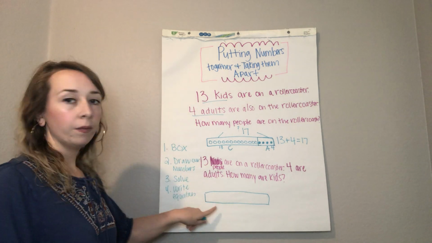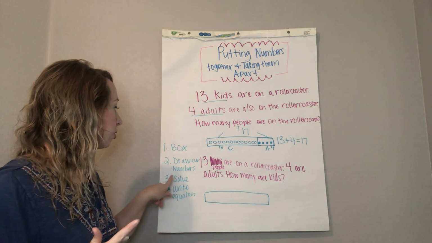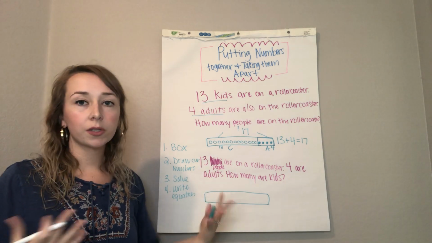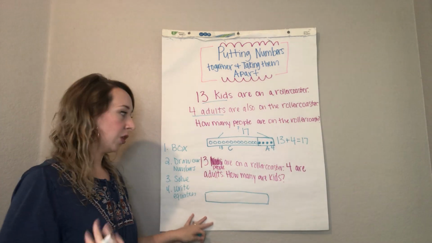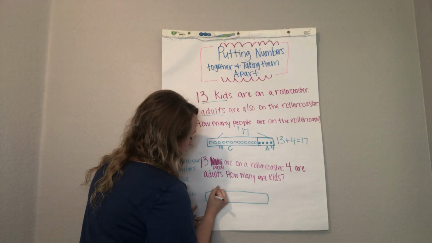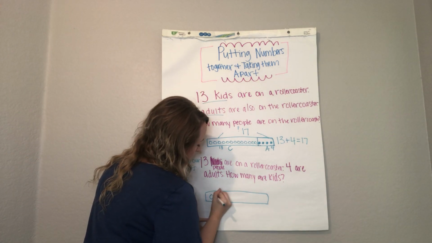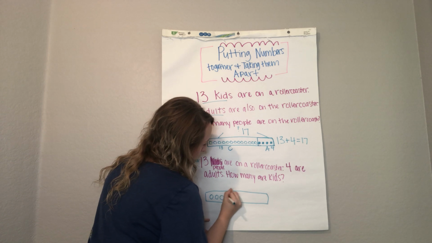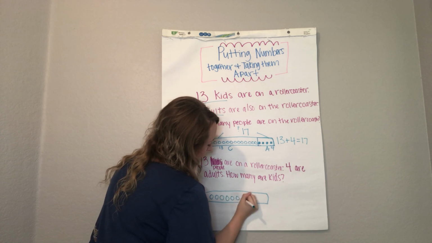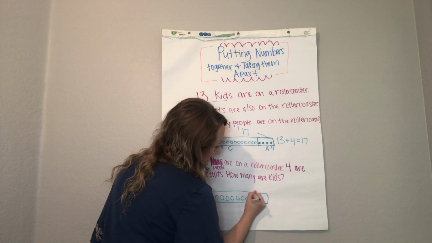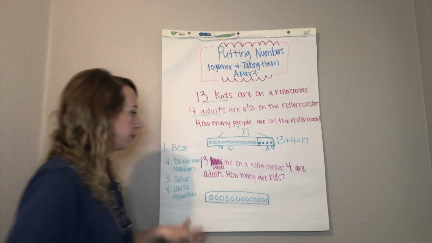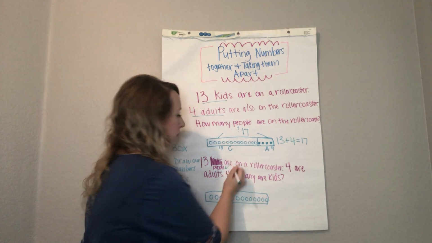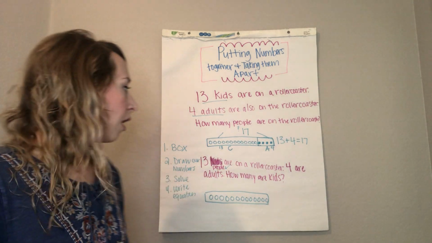So I have step one, I have my box. Step two is to draw our numbers, so our circles here. So I'm going to start with the amount of people that are on the roller coaster. So counting with Miss Gordon, we should have 1, 2, 3, 4, 5, 6, 7, 8, 9, 10, 11, 12, 13. So I have my 13 people on my roller coaster.